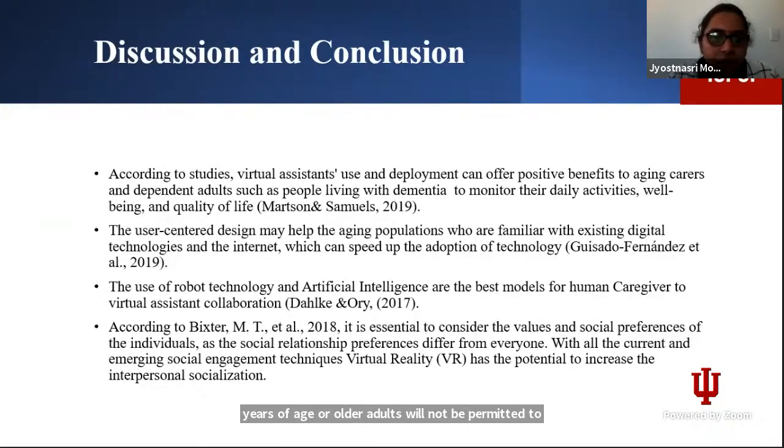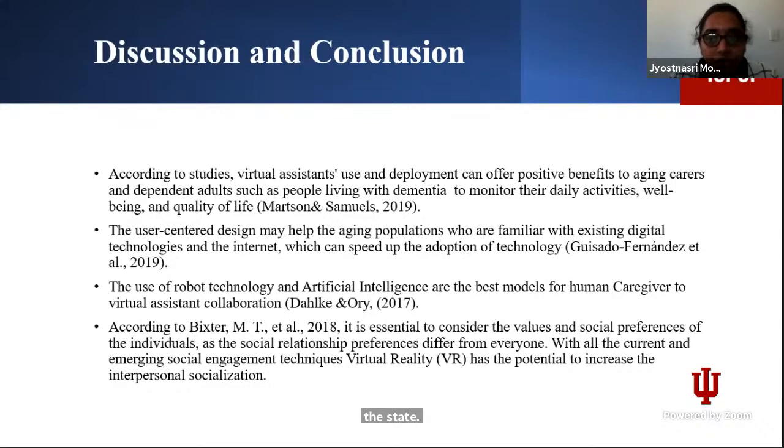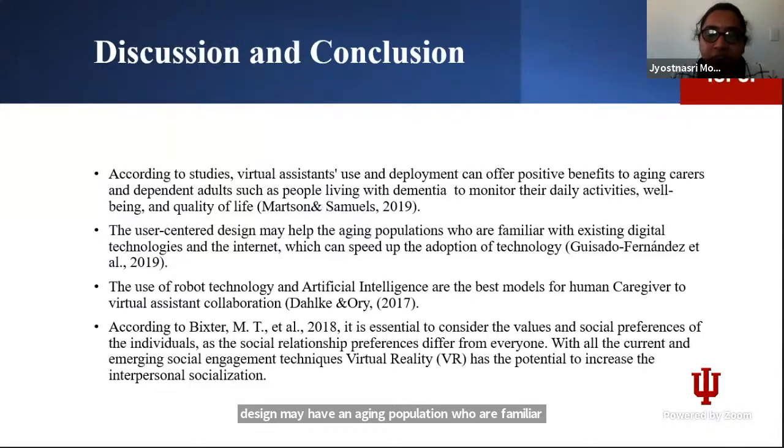Discussion and conclusion. According to the studies, virtual assistants' use and deployment can offer positive benefits to aging carers and dependent adults, such as people living with dementia, to monitor their daily activities, well-being, and quality of life. The user-centered design may help the aging populations who are familiar with existing digital technologies and the internet, which can speed the adoption of technology. The use of robot technology and artificial intelligence are the best models for human caregiver to virtual assistant collaboration. And according to some studies, it is essential to consider preferences of the individuals. Relationship preferences differ from one person to another.